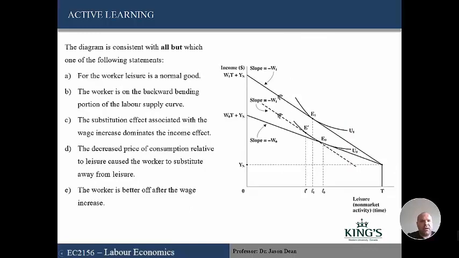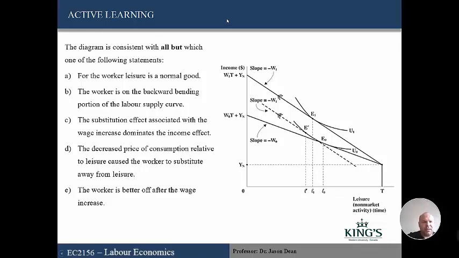Okay, next question. We have a similar diagram here on the right, and the diagram is consistent with all but which of the following characteristics? A, for the worker, leisure is a normal good. B, the worker is on the backward bending portion of the labor supply curve. C, the substitution effect associated with the wage increase dominates the income effect. D, the increased price of consumption relative to leisure caused the worker to substitute away from leisure, and the worker is better off after the wage increase.